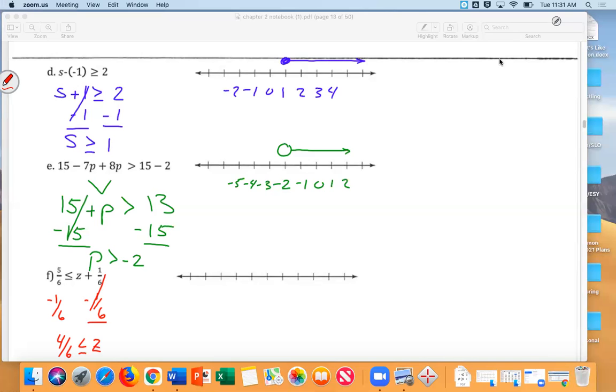Now, 4/6, I'm going to put that in the middle. 5/6, 6/6, 7/6. See how I'm counting up? The numerator's changing. On the bottom, 3/6, 2/6, 1/6, 0. Now, I know 4/6 isn't reduced. I know 6/6 isn't reduced. But I still have my number line that's set up correctly. So I'm going to have a closed circle and I'm going to shade to the right because I'm eating the z.